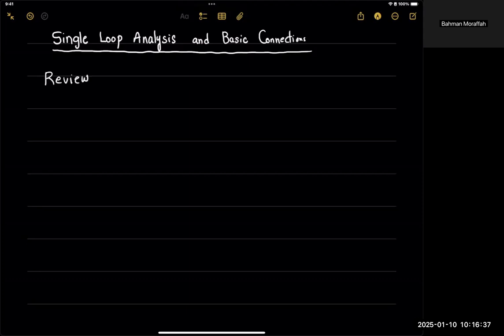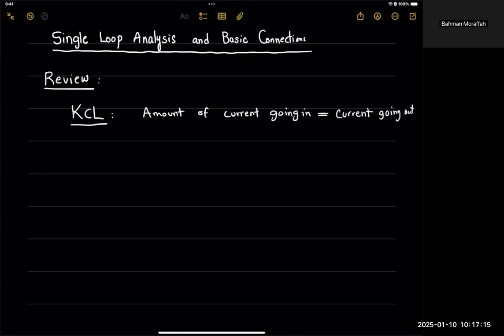So the very first thing that we talked about last time was KVL and KCL, Kirchhoff's current law and Kirchhoff's voltage law. KCL basically stated that if I have any node in a circuit, the amount of current that's going in is the exact same as the amount of current that's going out.